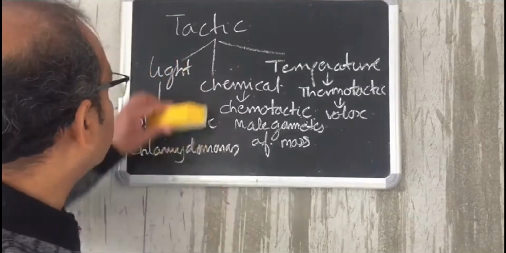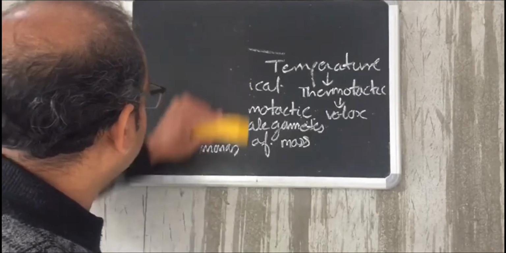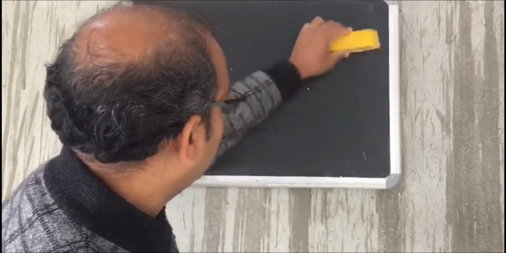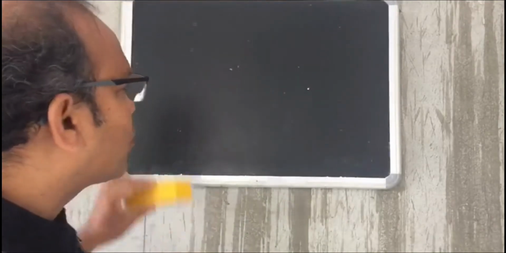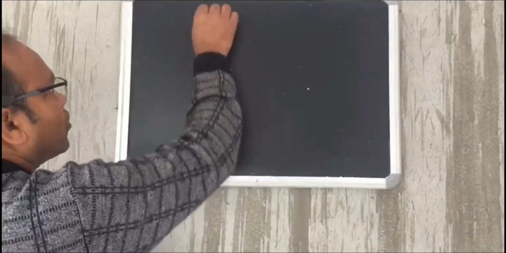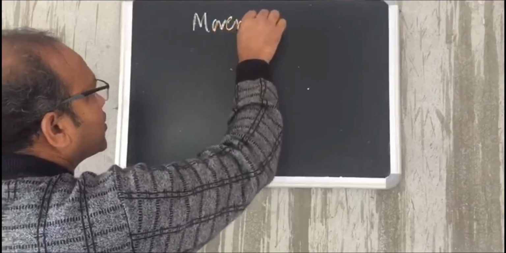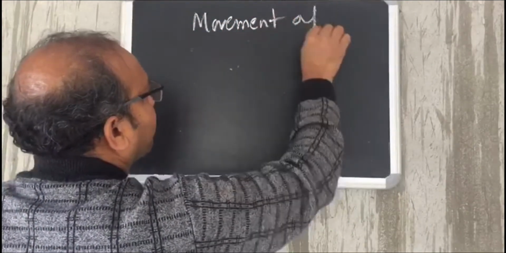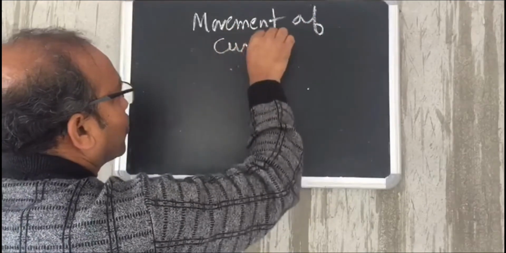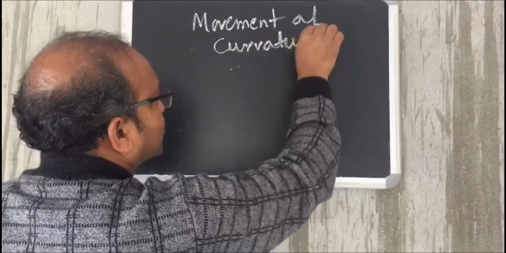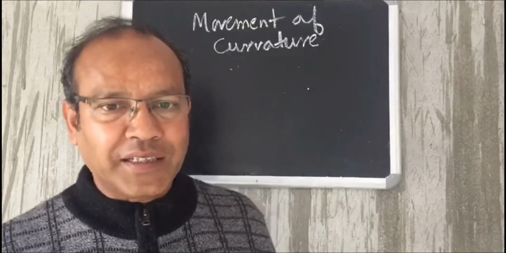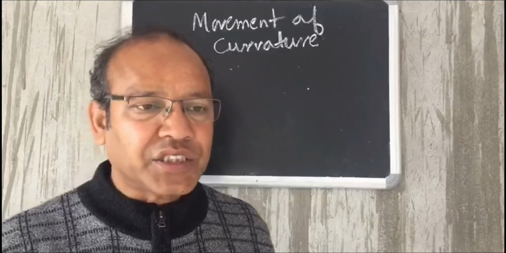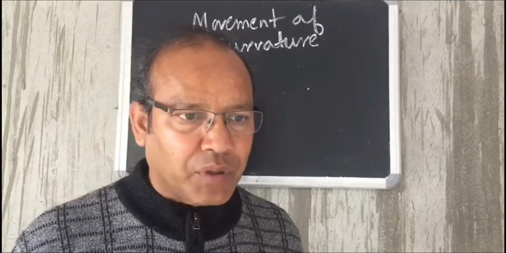Now let's go further with the other type of movement that we see in plants, in which there is no locomotion. It is called movement of curvature. Curvature means curve, or we can say in the case of plants it is bending of the plant body.